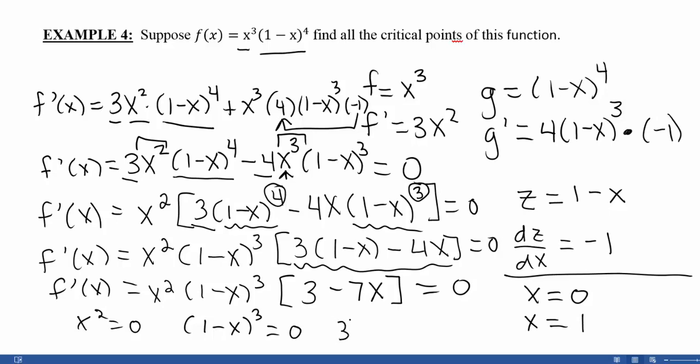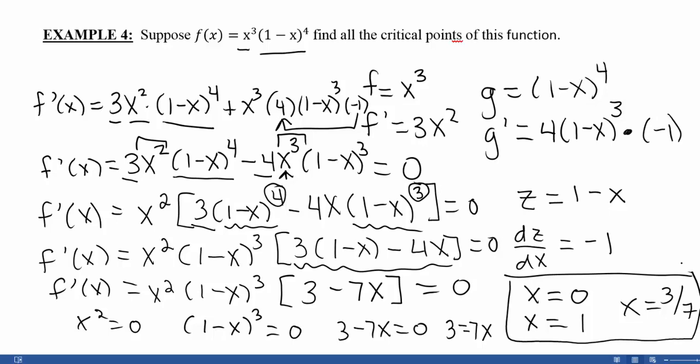And then finally, I set 3 minus 7x equal to 0. If I solve for x, I can bring the 7x over. So 3 equals 7x. So x equals 3/7 is my third critical point. So here, my critical points are x equals 0, x equals 1, and x equals 3/7. Here, the algebra is a bit tricky. As long as you're really careful about your factoring, however, you should be able to get to your critical points.